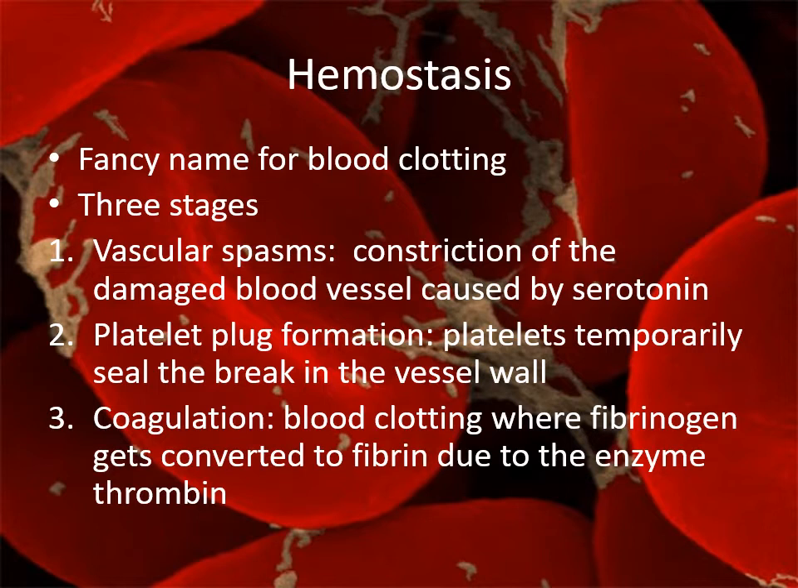Platelets then come in, that's step 2, and they form a plug. The platelets are going to temporarily seal off the area and seal that break in the vessel wall. And the last step is coagulation. Blood clotting is going to take place where fibrinogen gets converted to fibrin due to the enzyme thrombin, which also comes from platelets.